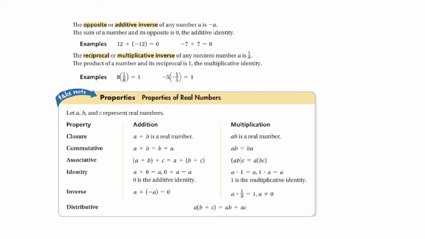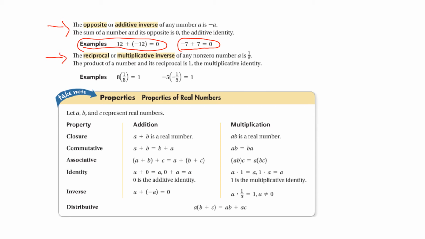Now we're going to look at our properties of real numbers. Before we look in the box, our take note box there, let's look at a couple of words first. The first one, the opposite or additive inverse of any number A is the opposite of A. If we look at our examples, 12 plus negative 12 equals 0, and negative 7 plus 7 equals 0. So 12 and negative 12 are additive inverses, and negative 7 and 7 are additive inverses.